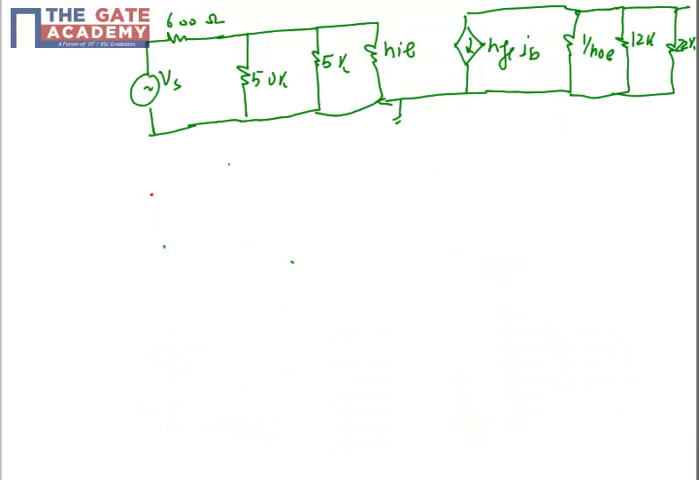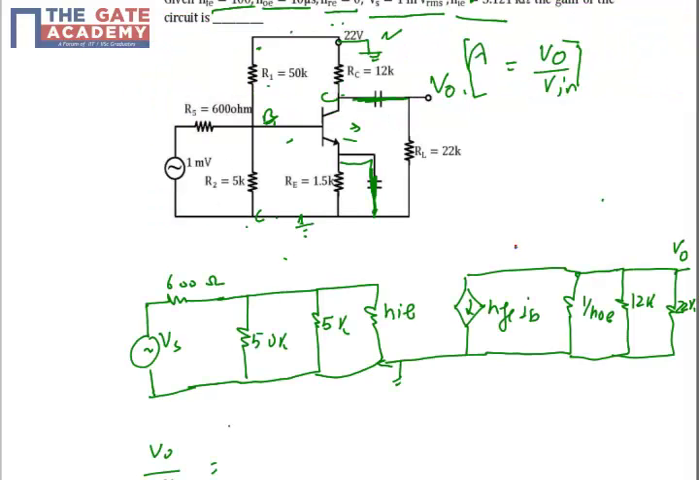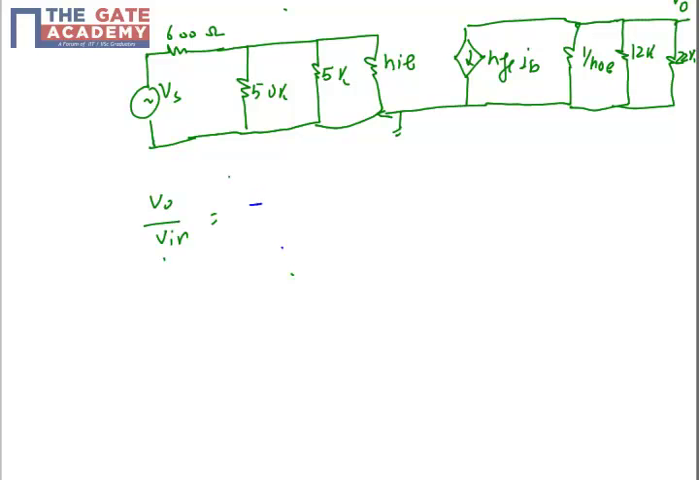Voltage gain is what? Output voltage upon input voltage. What is the output voltage? Output voltage will be output terminal resistance times current. Output terminal resistance is what? It's a parallel combination of 1 by HOE, parallel 12k, parallel 22k. So my V0 will be minus HFE IB into 1 upon HOE parallel 12k parallel 22k.